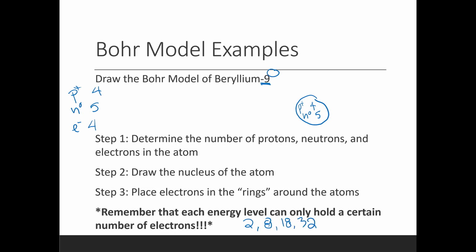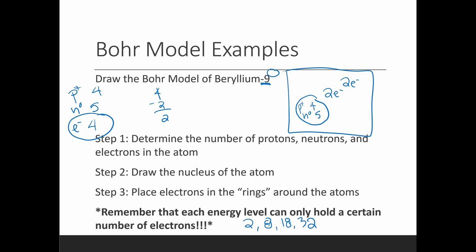So the first energy level can hold 2 electrons. So we write 2 electrons. But we have 4 electrons total. So 4 minus 2, we get 2 more electrons, and we need to put 2 more electrons in the second energy level. So this would be our Bohr model for beryllium-9.